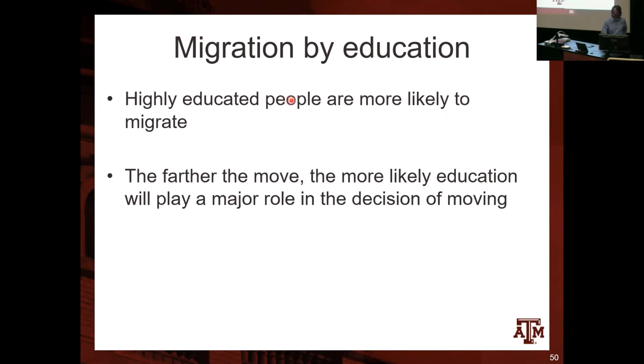Highly educated people are more likely to migrate. The farther they move, the more likely education will play a major role in the decision of moving. Usually better educated people move to farther away states than people with lower levels of education.